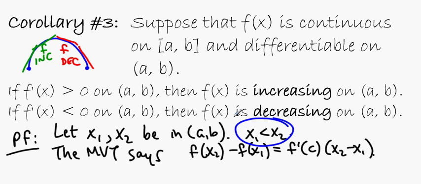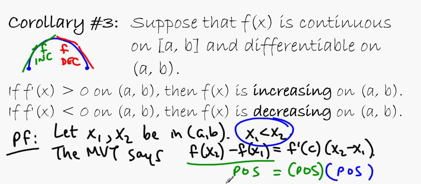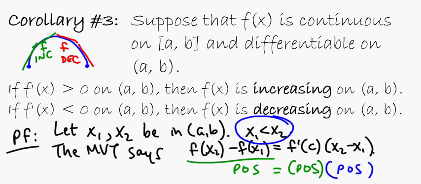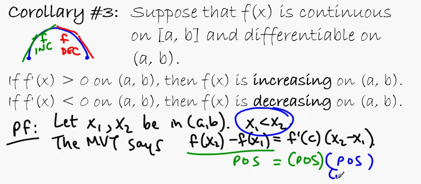So here's the significance. If x2 is bigger than x1, then x2 minus x1 is some positive number. Well, let's pretend that f prime of c is also some positive number. If f prime is positive, then a positive number times a positive number is a positive number. And what does that mean? That means that f of x2 minus f of x1 is positive, which means that f of x2 has to be bigger than f of x1. The function is in fact going up. And similarly, this is not going to be earth-shattering.